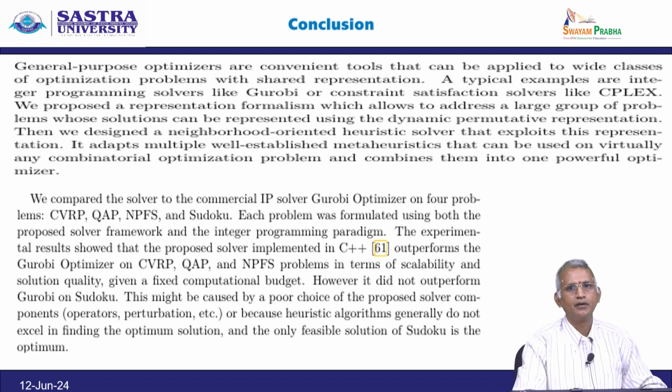Next, based on the conclusion, the general purpose optimizers are convenient tools that can be applied to wide classes of optimization problems with shared representation. Typical examples are integer programming solvers like Gurobi or constraint satisfaction solvers like CPLEX. We proposed a representation formalism.